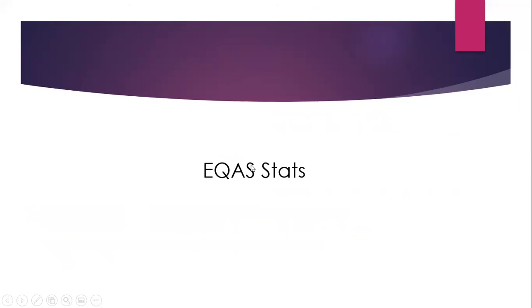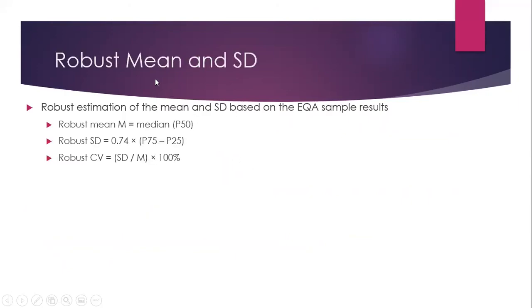Now I go to external quality assurance scheme statistics. In EQAS, we calculate robust mean and robust standard deviation. Robust mean is nothing but median, and robust standard deviation is 0.74 multiplied by the difference between the 75th percentile and 25th percentile. Robust CV is standard deviation divided by mean multiplied by 100.